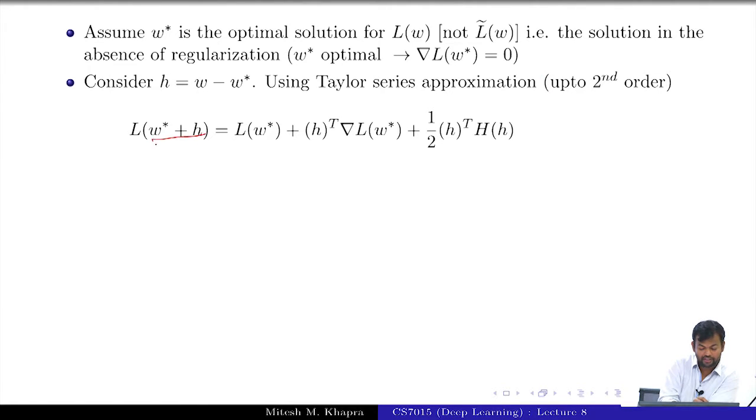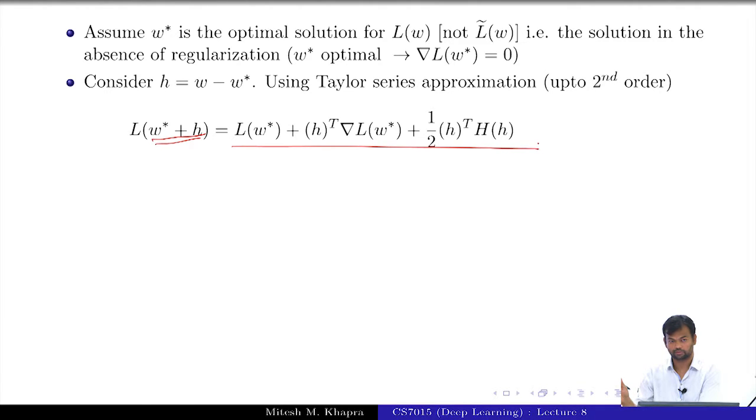That the value of the function at this neighborhood point is equal to this. All of you know Taylor series well now, right? So I don't need to really go over this, right? Everyone is okay with this? This is approximation up to the second term, the second order derivative.